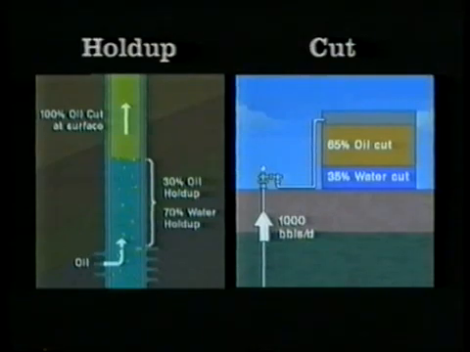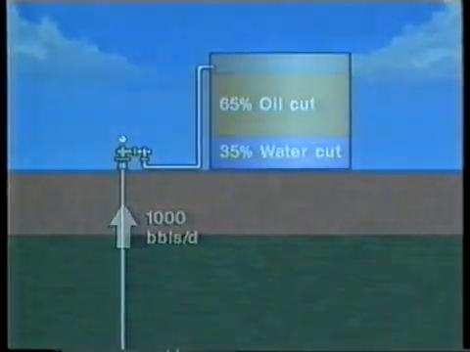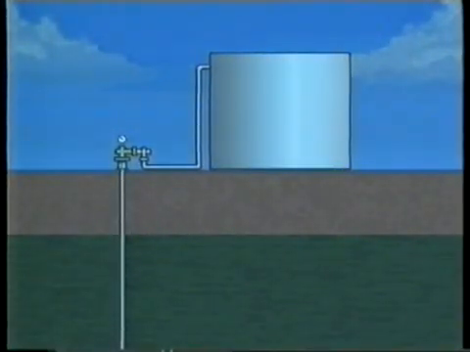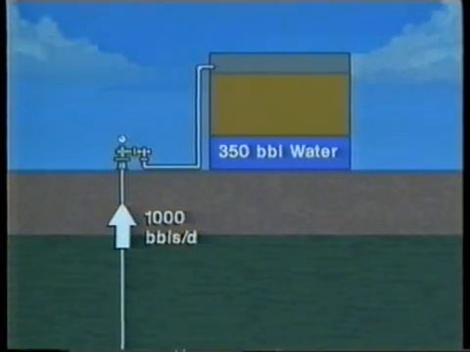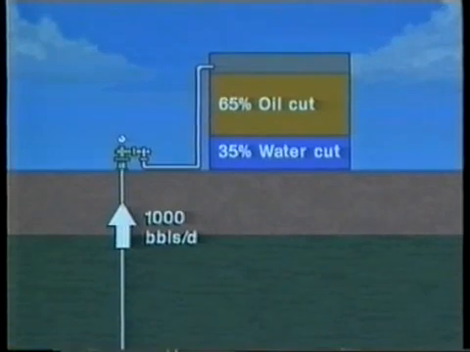The two terms used in vertical flow measurement, hold-up and cut, are often misunderstood. Cut refers to the amount of a particular phase that is being produced. For example, if 1,000 barrels per day, 159 cubic meters per day, of liquid is produced, and 350 barrels of it are water, the result is a 35% water cut and a 65% oil cut.